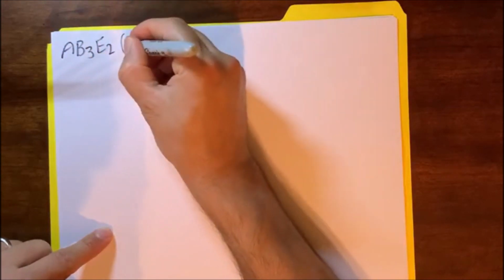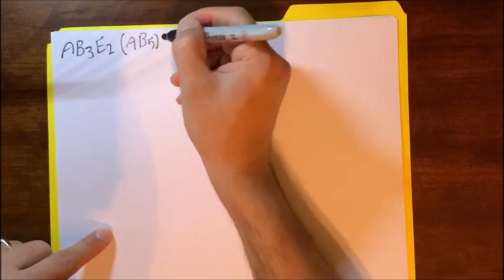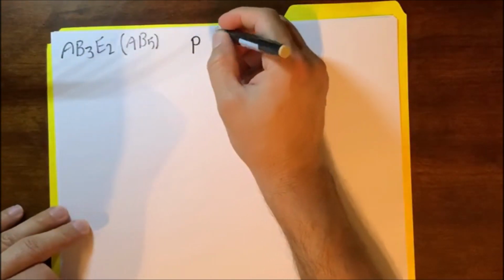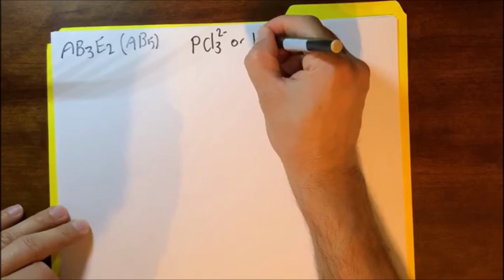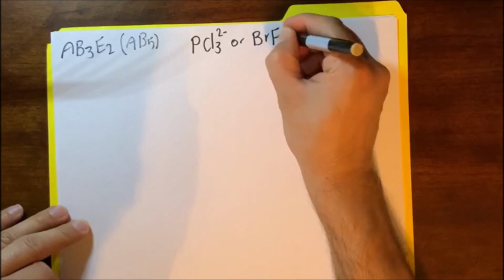Next example about hybridization, and also the geometry of the trigonal bipyramidal is going to be the AB3 with 2 lone pairs from the AB5 family. Okay. And I go with PCl3 2-, or BrF3.